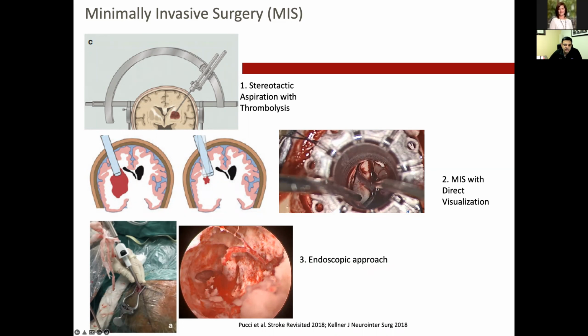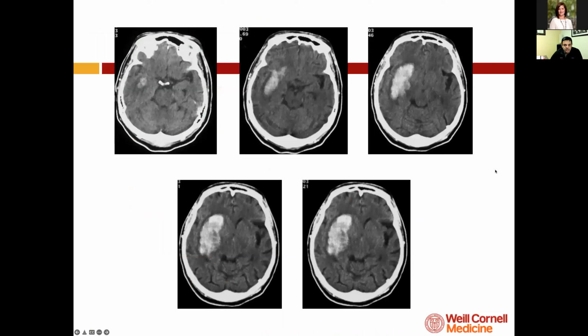At Cornell, we tend to use the minimally invasive surgery with direct visualization approach. We use this device called Neuro. It can be used for brain tumors also, but that's what is used here for hematoma evacuation. But not all patients get hematoma evacuations, and minimally invasive surgery is currently being done in the setting of different clinical trials, so we're hoping to get some answers.